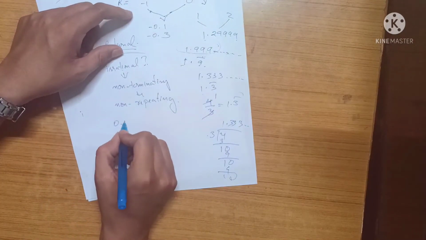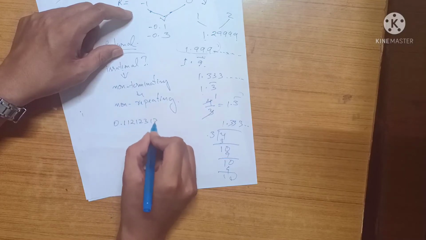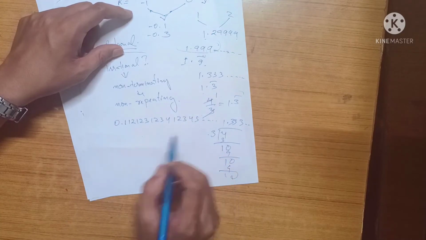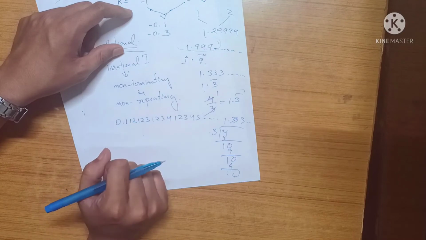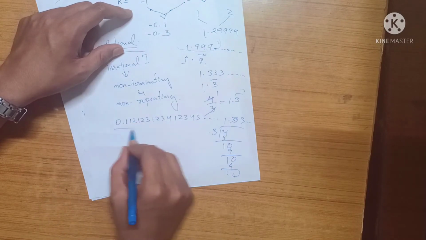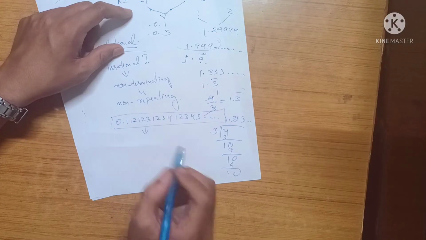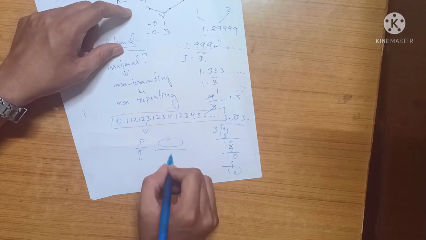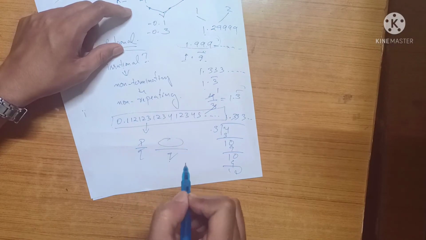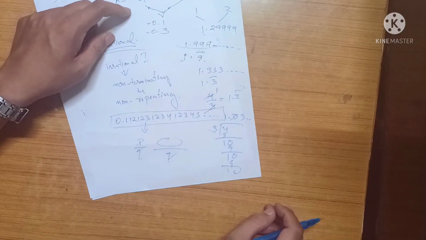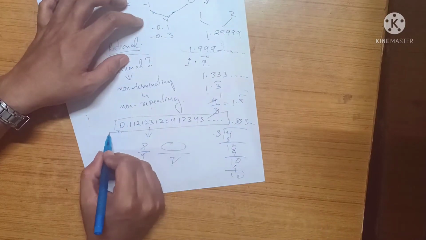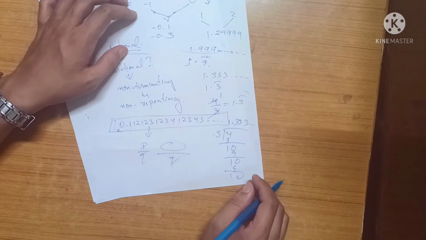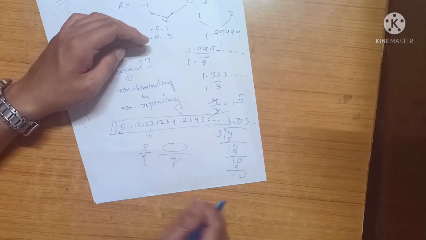Best example: 0.1, 1 2, 1 2 3, 1 2 3 4, 1 2 3 4 5, dot dot dot. It has a pattern, but nothing is repeating. If I ask you to put a bar on top of this, you will not be able to. So this is an irrational number, and irrational numbers can never be written in the form p by q. If you divide something by something, it will always result in a rational number. That's the main concept.